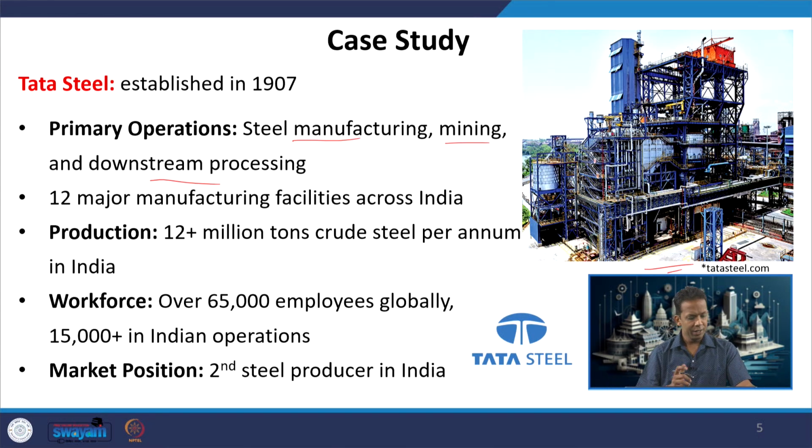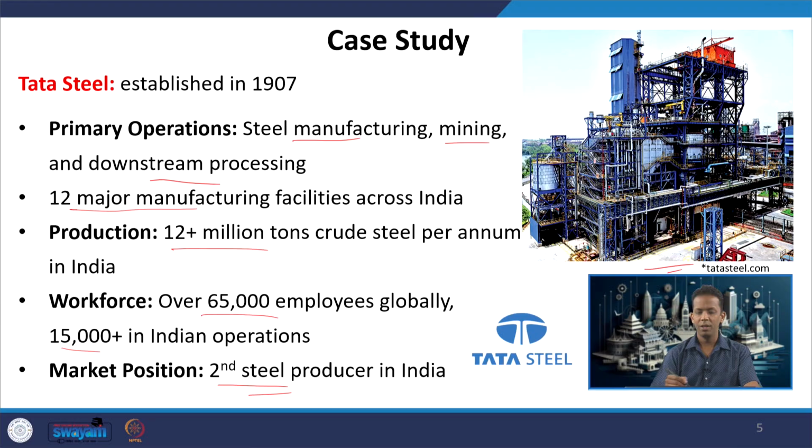In India itself they have 12 manufacturing facilities and produce around 12 plus million tons of crude steel per annum. It is a global company because they have some units outside India also. Globally they have 65,000 employees and in India they have more than 15,000 employees, and in the market it is the second biggest steel producer in India.